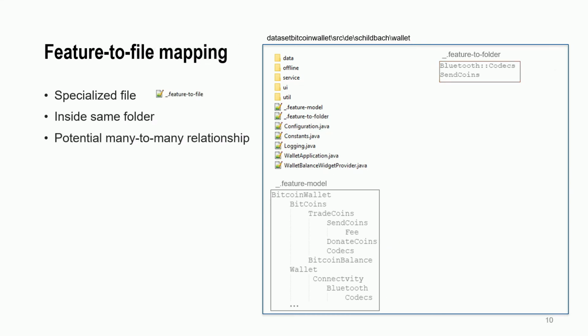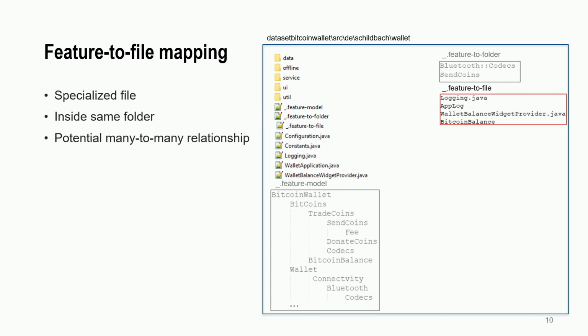From the folder level, we're going to the file level, which is as well realized in a specialized file, which is put in the same folder as the to-be-annotated files. This file consists of pairs of file names, which can be a single file or multiple file names in a row, and the to-be-mapped feature, which can be one feature name or a list of them. This is our last specialized file, and the benefit of these mapping files is that even without touching the source code, already a good mapping of features to your software project can be done.